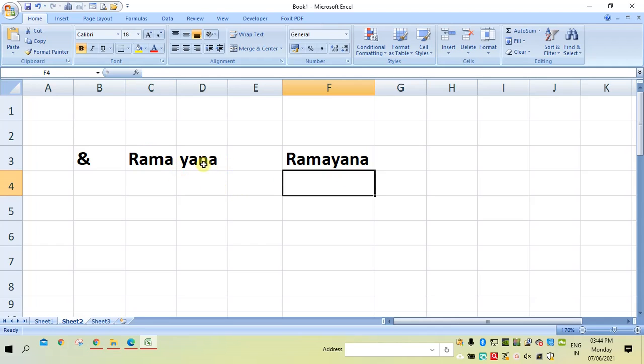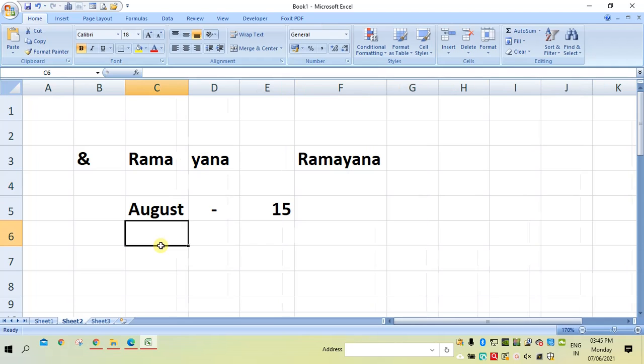For example, here we have three pieces of data in three cells. One is August, then a negative symbol, then 15. In this we will get the separated words joined into a single word, that is August 15th. So how to do that?